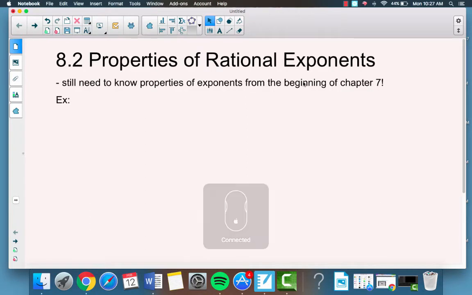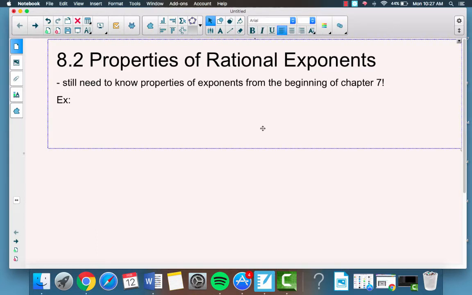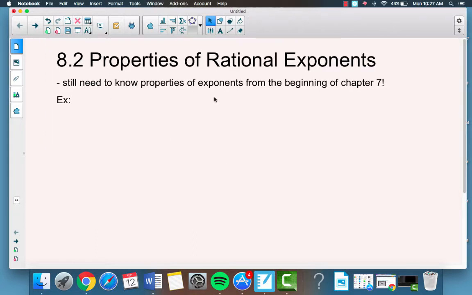Today we're going to be talking about properties of rational exponents. So just as a reminder for this section, you're still going to need to know properties of general exponents that we talked about at the beginning of chapter 7. So hopefully you have all those rules written down. If you don't remember those exponent rules, you need to go back and maybe rewatch the very beginning of chapter 7's video to go through those.